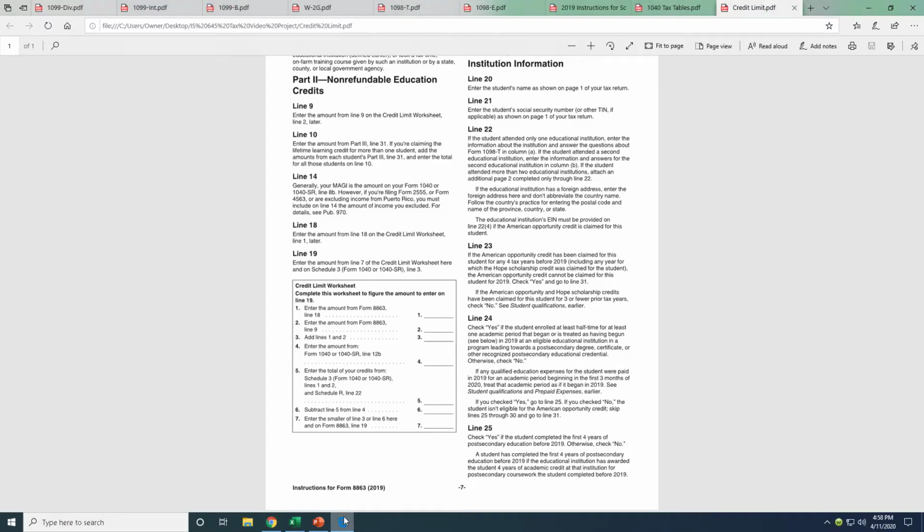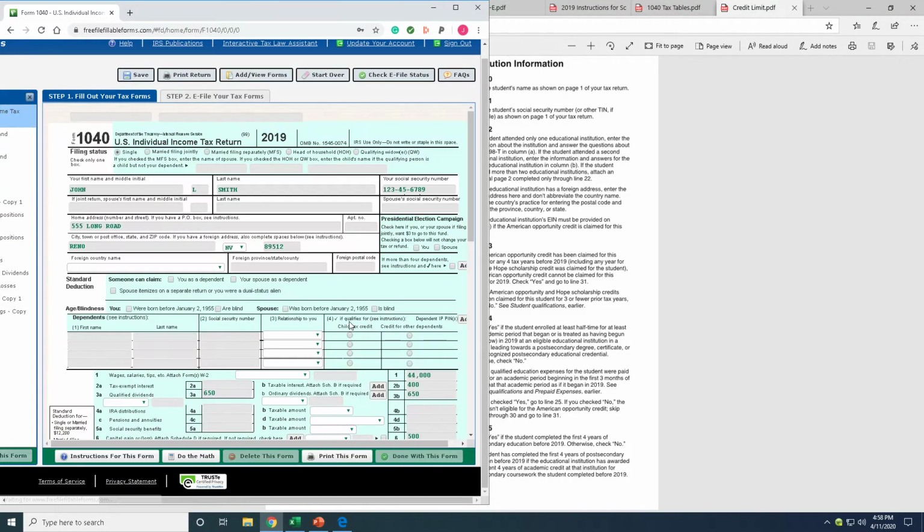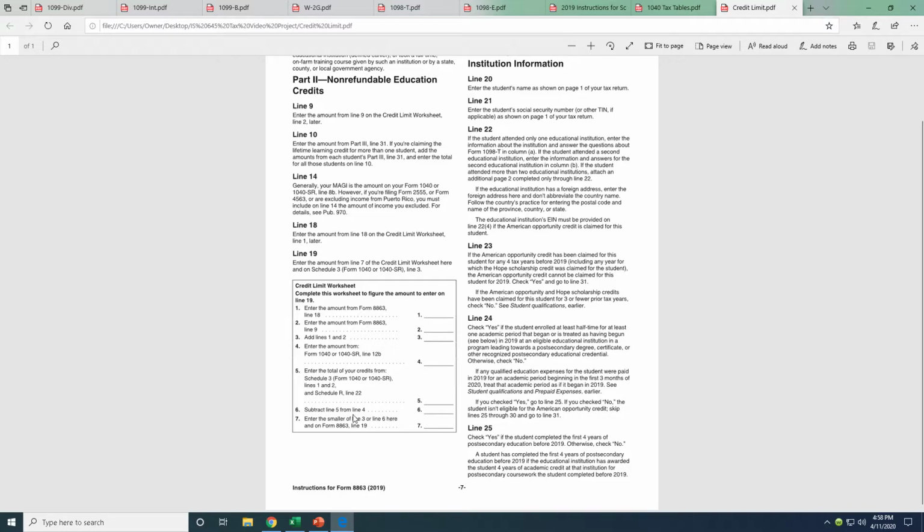Okay, let's go back to that credit. So line 4, which was enter the amount from line 12B. As you recall, this is how much tax we're paying. 12B, 4,021. And then you subtract lines 5 from 4.